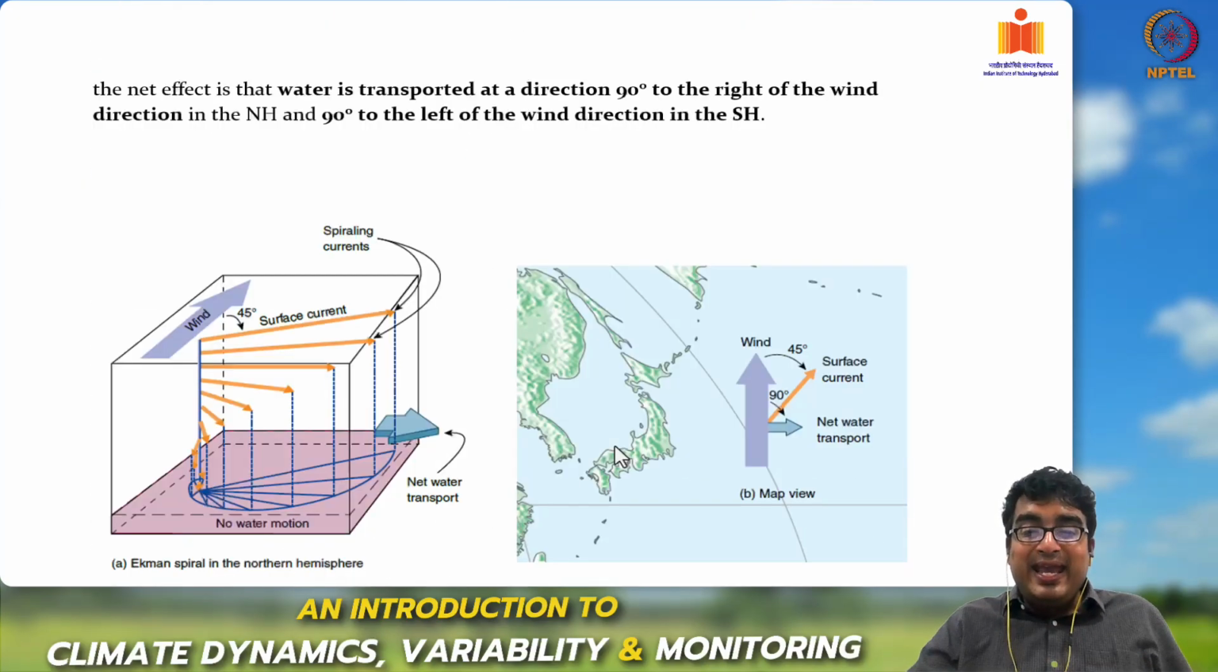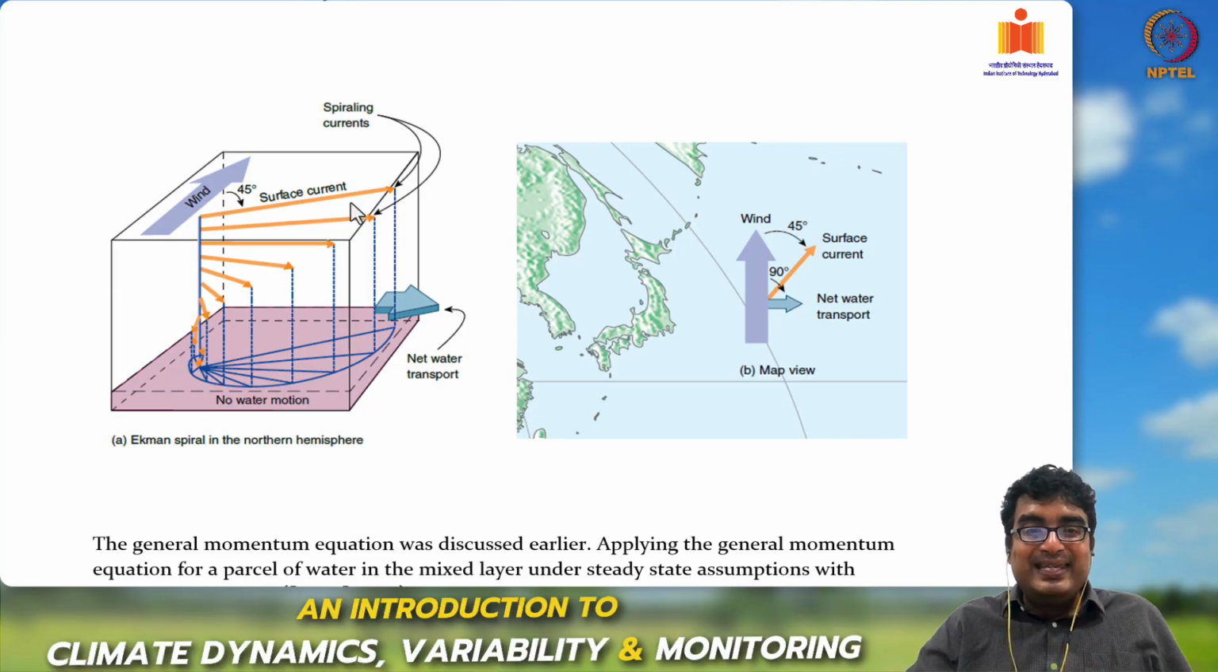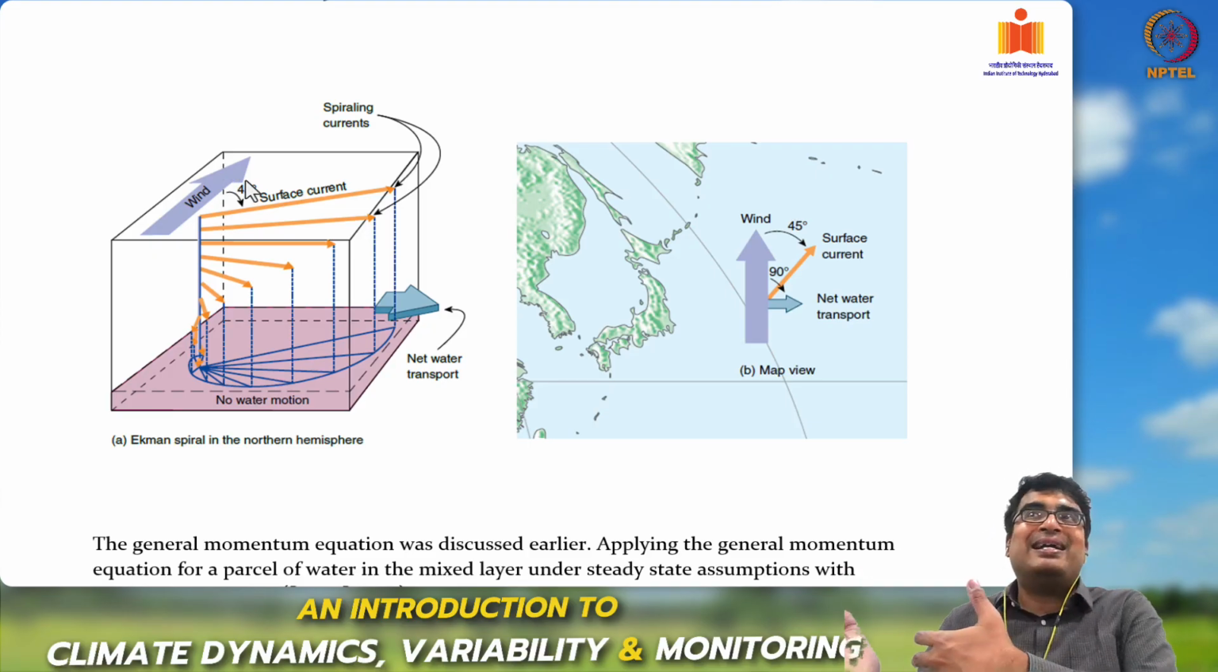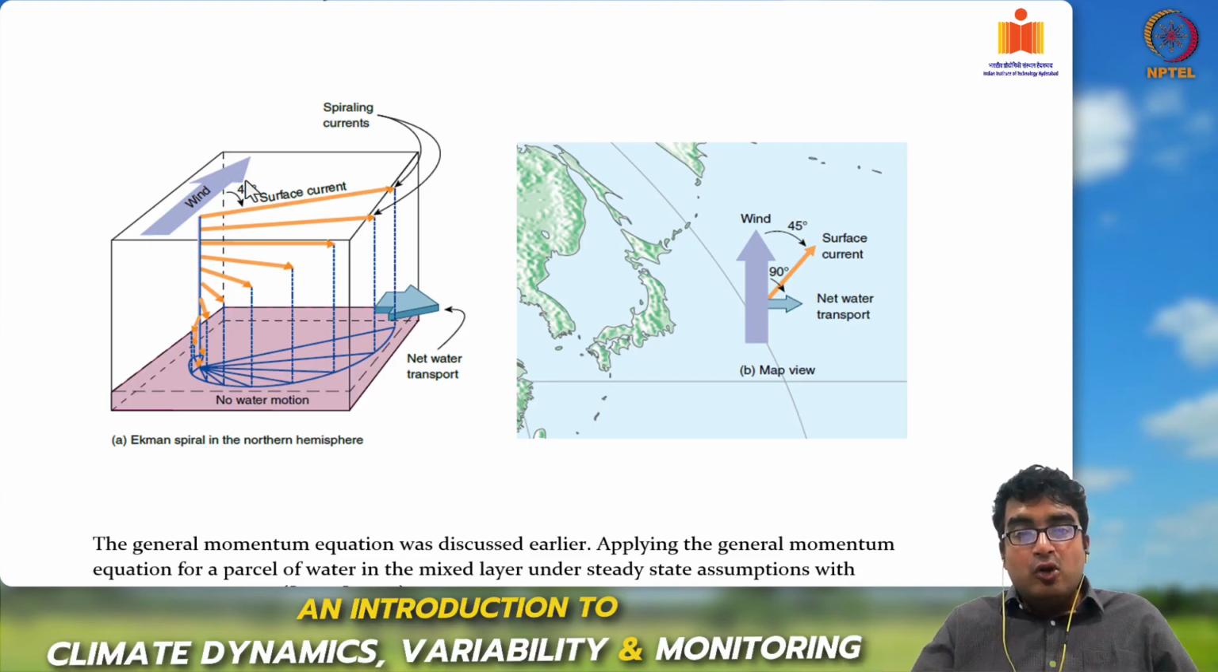This is called the Ekman spiral. So you can see this here. The wind direction here is from south to north. So you have a zonal acceleration from west to east, causing the current to shift rightwards by 45 degrees. This is the surface current. The current below it shifts further right.